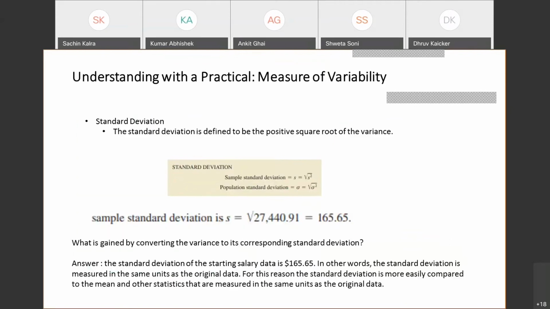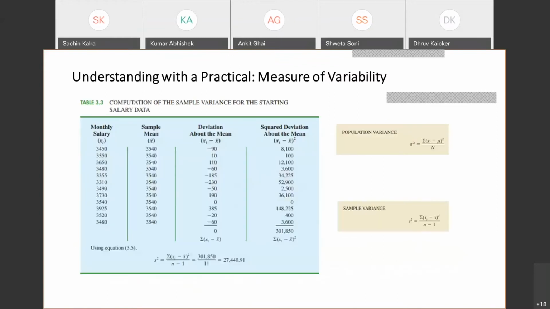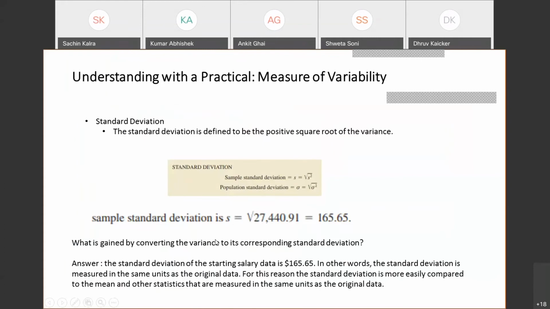Now, there's another term called standard deviation. For this monthly salary data, we got variance as $27,440. Now, this is a squared measure. Can we compare? I'm not able to interpret much out of it. This is just a number for me. To interpret the variance, we remove the square and take its square root, and we got this value, 165. This square root value of variance is called standard deviation. It's the positive square root of the variance.